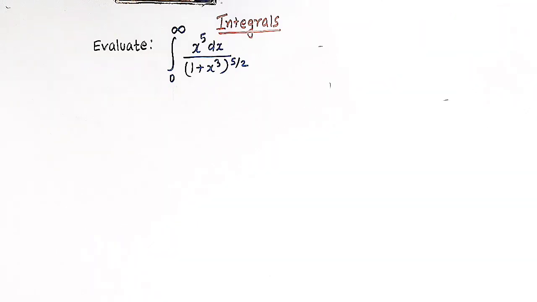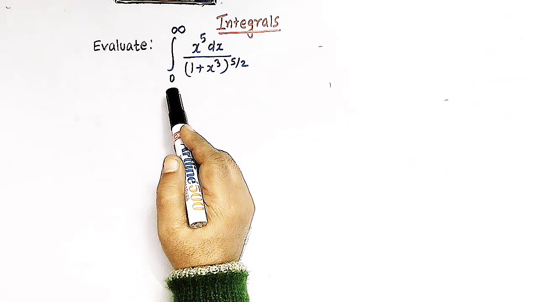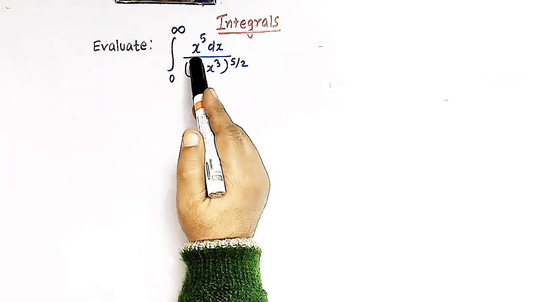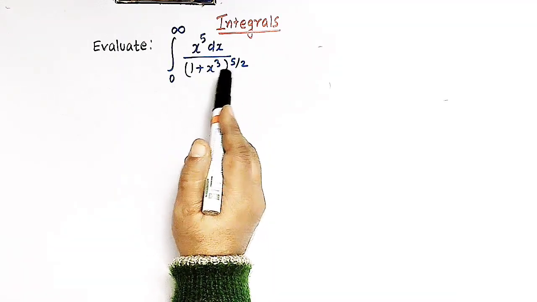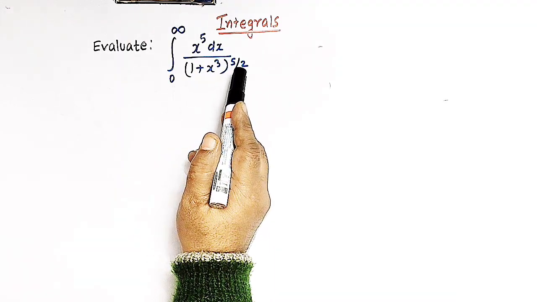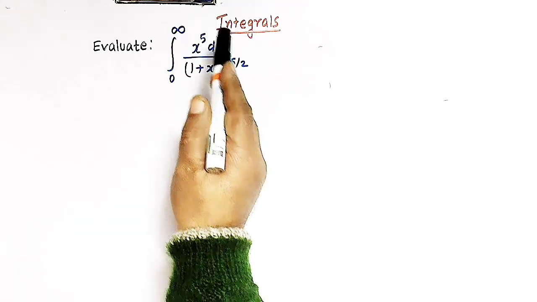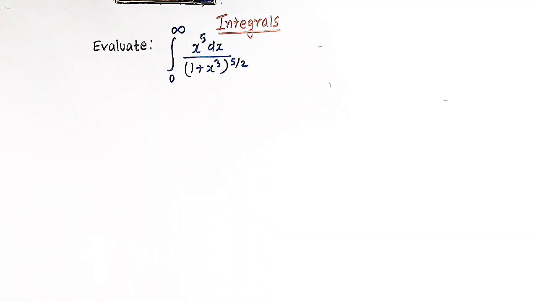Hello viewers, in today's session we are going to discuss another important problem from integration. Here we have to evaluate this integral from 0 to infinity of x raised to 5 divided by (1 plus x cube) raised to 5 over 2 dx. We are going to make use of the concept of beta and gamma functions to evaluate this integral.